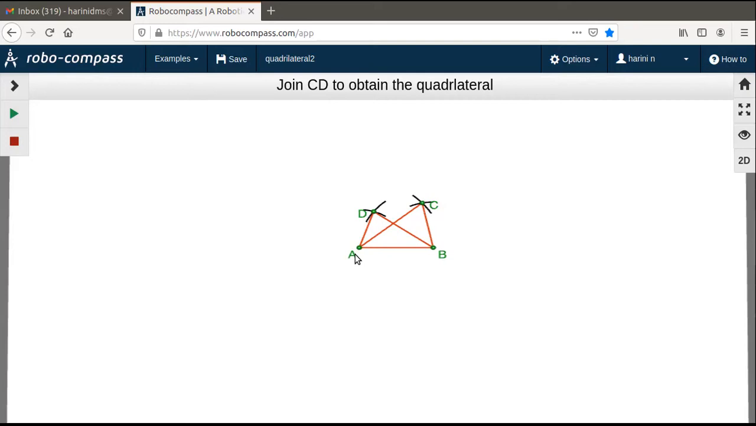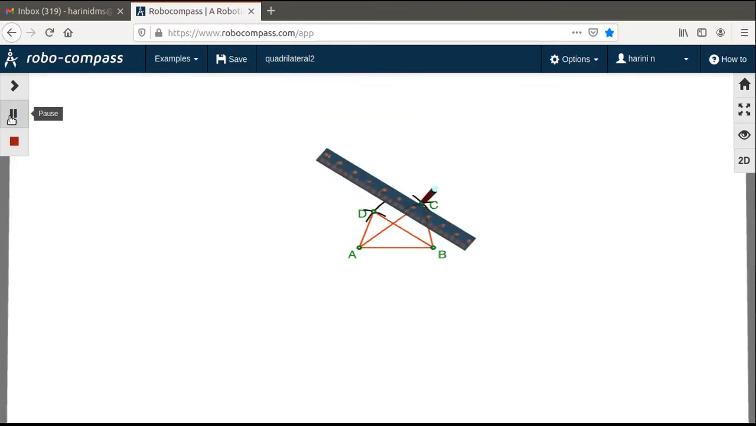So, once all the four vertices A, B, C and D are ready, you simply have to join the C and D to complete the quadrilateral. So the last step that you should be doing is to join your C and D. So you take your scale and join C and D. And hence the quadrilateral ABCD is ready.